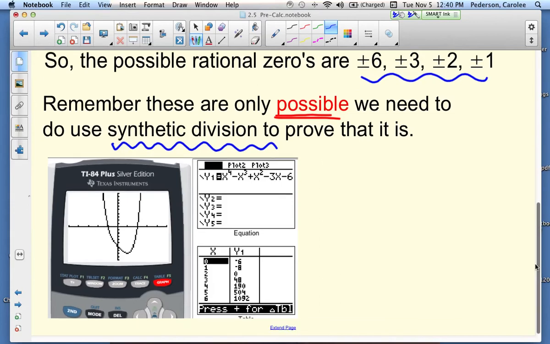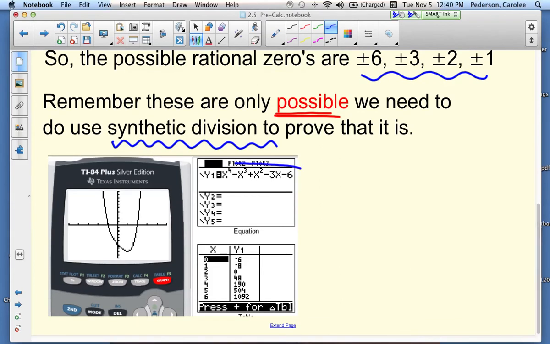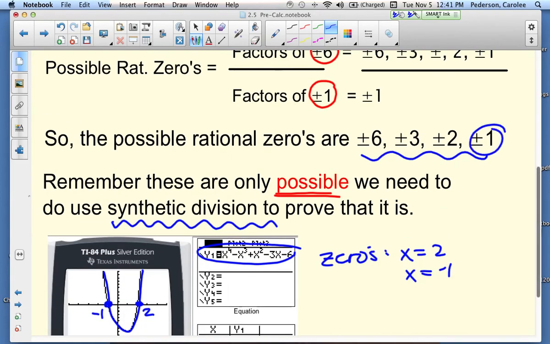I did take a little extra time here to type this function into my graphing calculator. The shape looks kind of like this. It kind of comes down and goes back up. Here's an x-intercept and an x-intercept. So I have an x-intercept of 2 and I have an x-intercept of -1. Those are my zeros of the function. So I have 2 and -1. If we look up here, there's one of them, and here's another. We could use synthetic division to prove that.